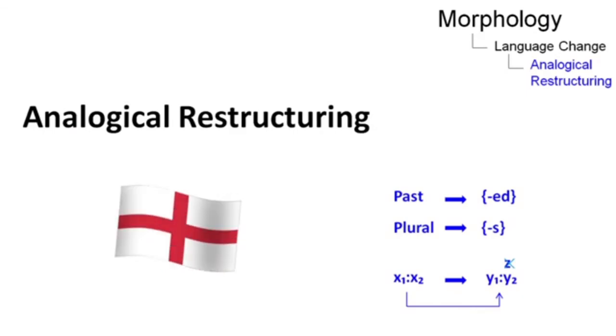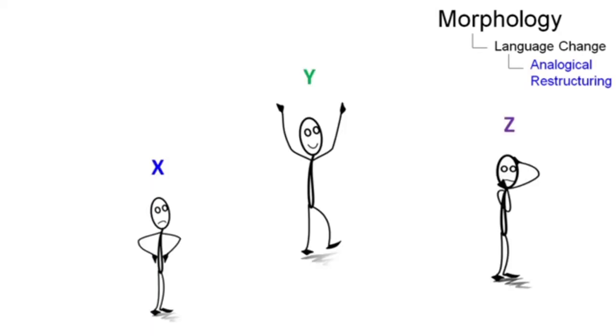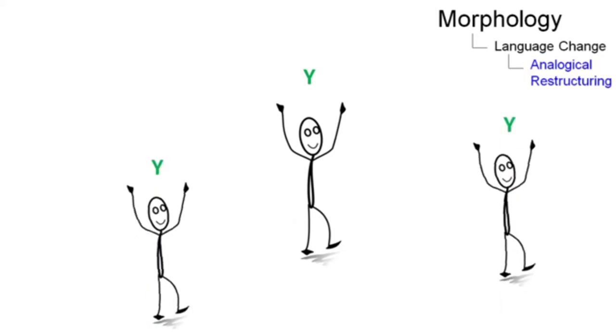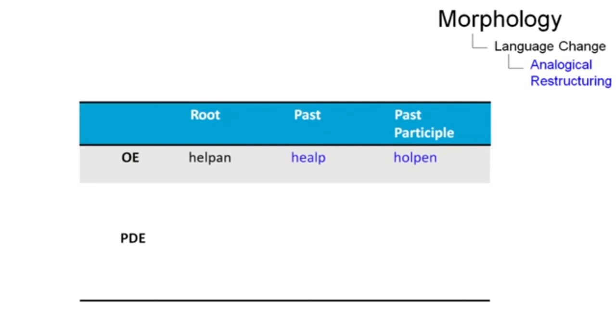A vast number of morphological changes in language can be attributed to a linguistic process known as analogy. In analogical restructuring, irregular patterns are changed to conform with regular patterns that already exist in the language. For example, in Old English, the following three forms have undergone analogical restructuring so that today we only have two forms.